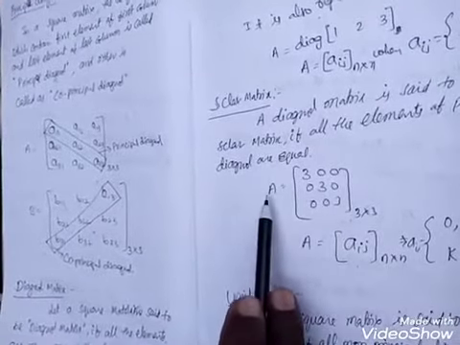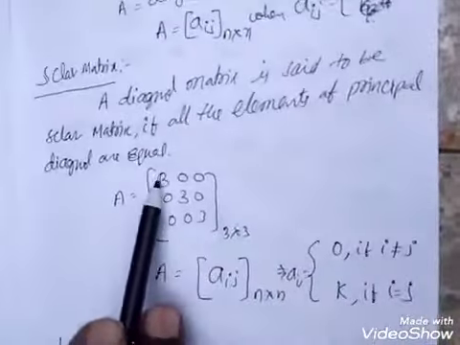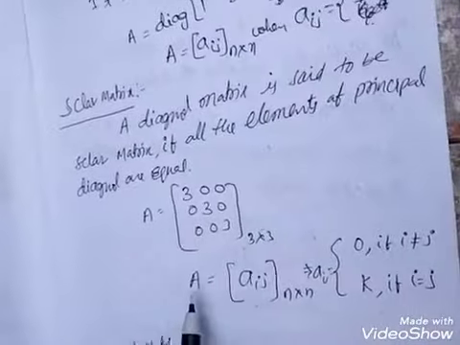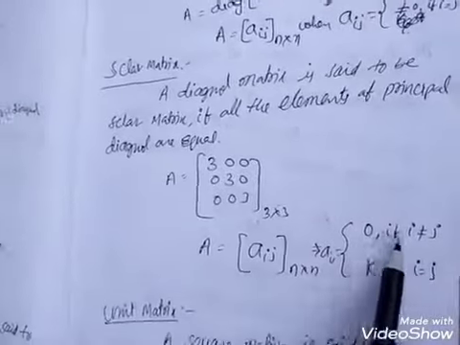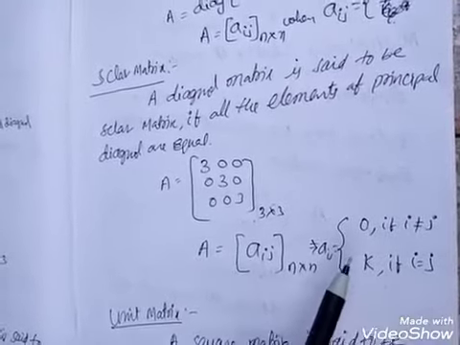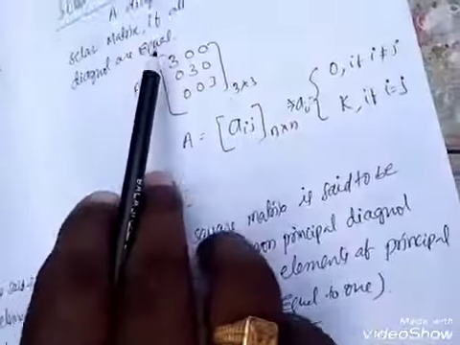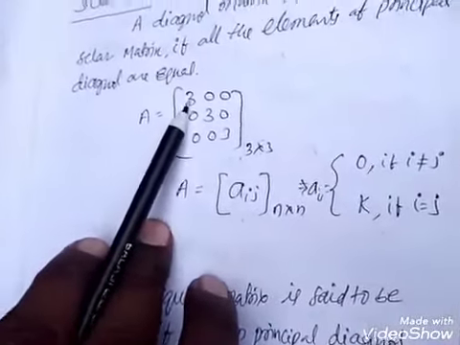Now observe, A is equal to 3 0 0, and so on, that means 3 3 3 on the diagonal. All the elements of the diagonal are equal. That means you can write A is equal to [aij], n by n, where aij is 0 if i does not equal j, and aij is a constant if i is equal to j. Now you can write the constant as 3 or 5 or anything. If it is equal to 1, it is said to be a unit matrix.